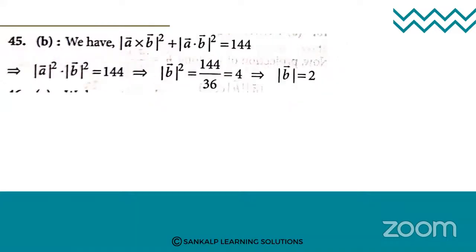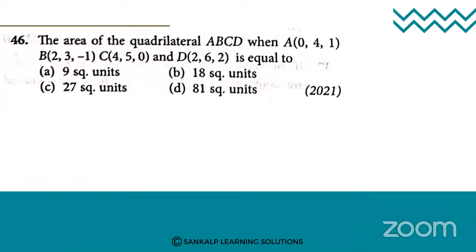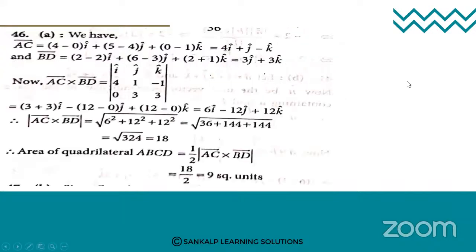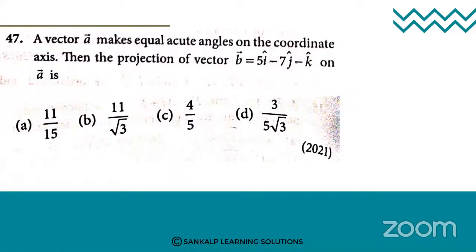So next example, 46. The area of the quadrilateral ABCD, when vector A, vector B, vector C, and vector D are given, is equal to what? So we have to find the area. First we can make use of the diagonals and then multiply. That's the easy method. So you can solve this one. I will not solve this question. You will do it for homework. And next, question number 47.